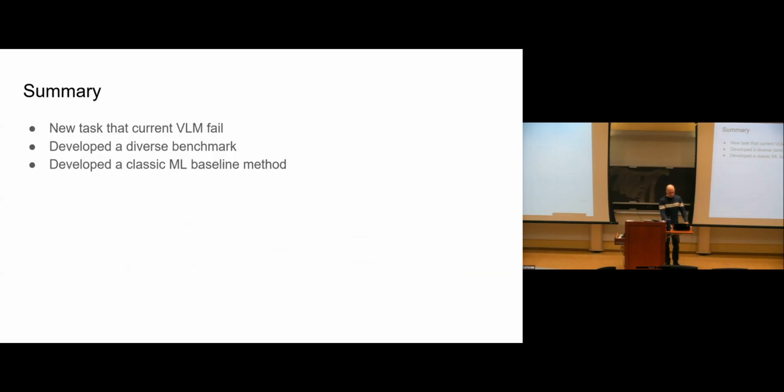So to sum up the results of this specific part, there is a relatively new task that the current VLMs fail in. We have developed a diverse benchmark in order to measure the performance of different approaches. We have developed a general framework to attack this problem from the baseline perspective, and developed a classic ML baseline method that performs fairly well within this area, so that VLMs can be compared against that. Are there any questions right now about the synchronization?